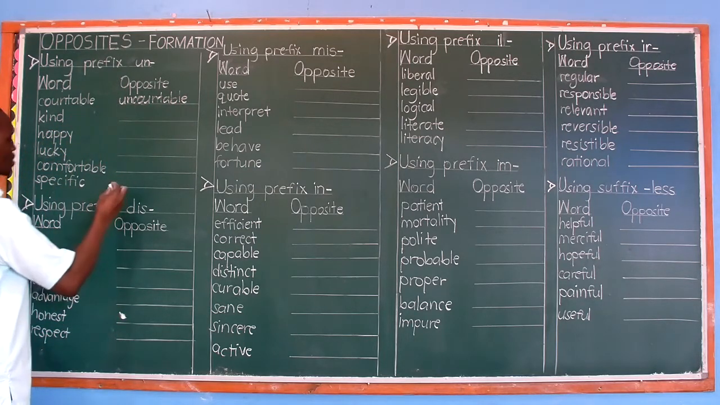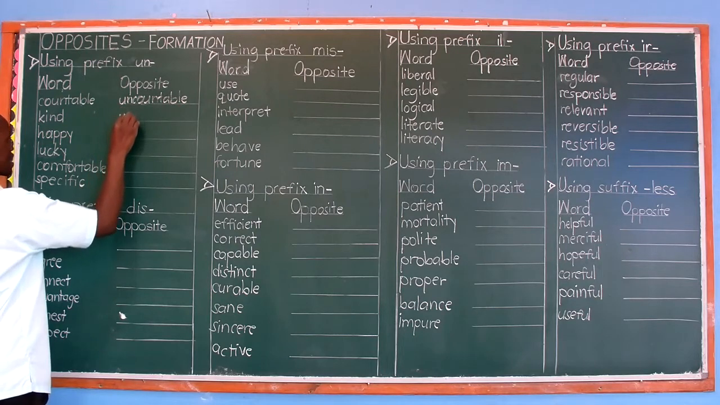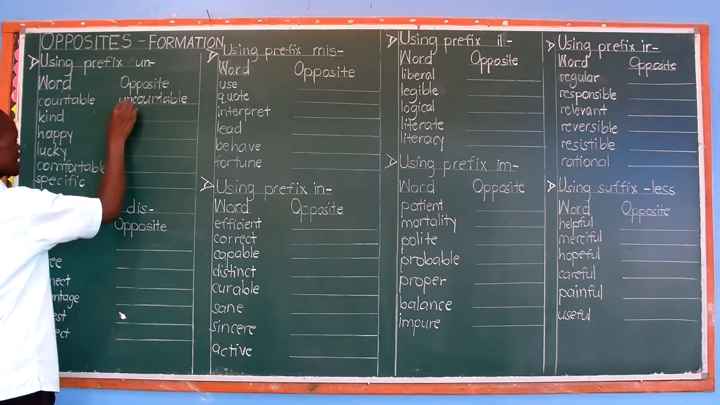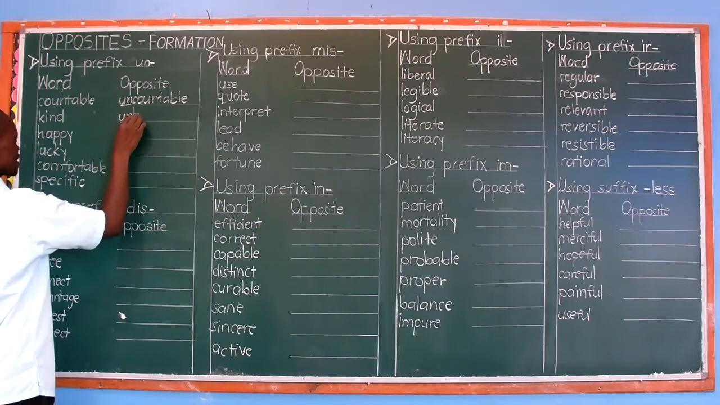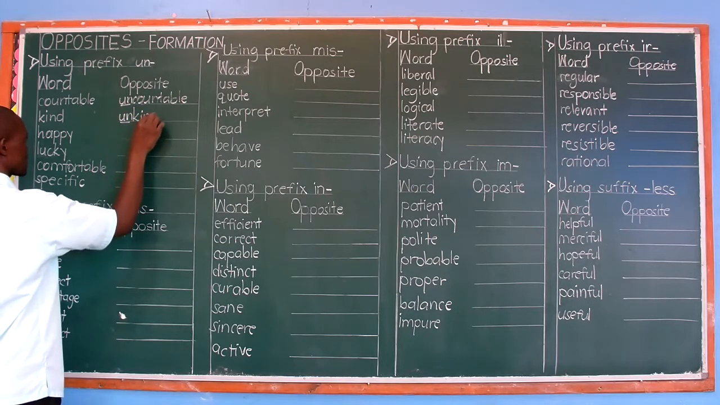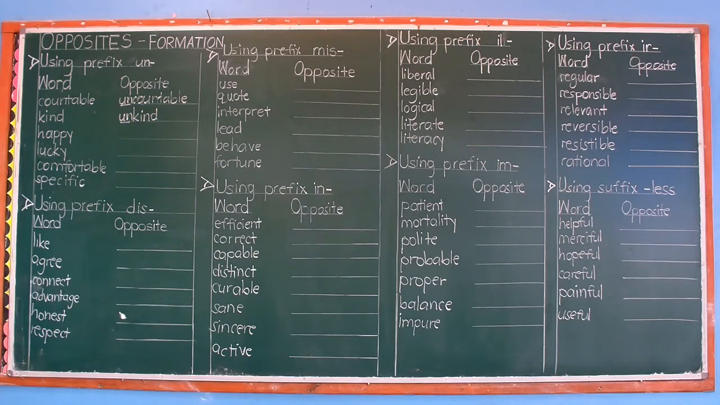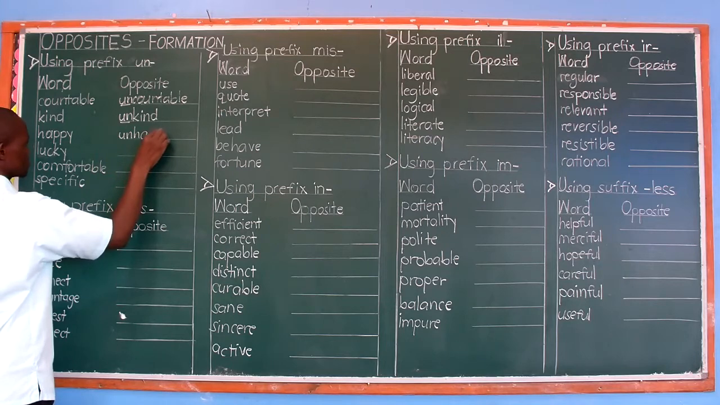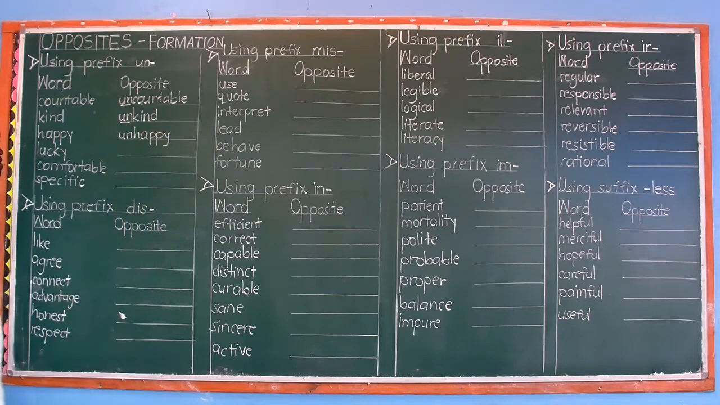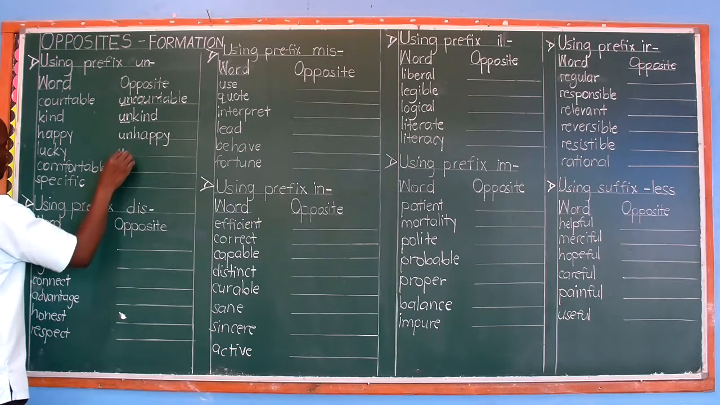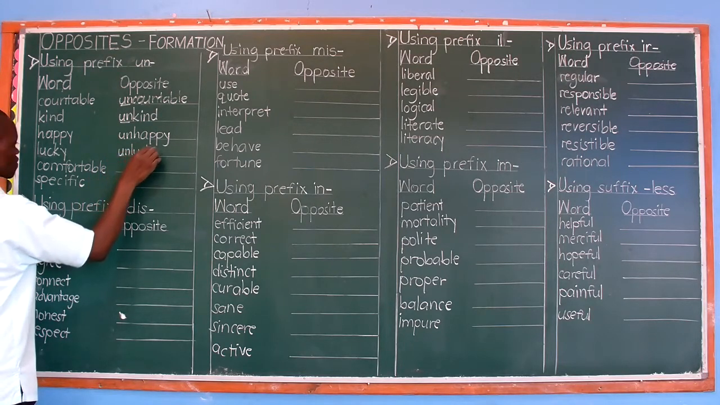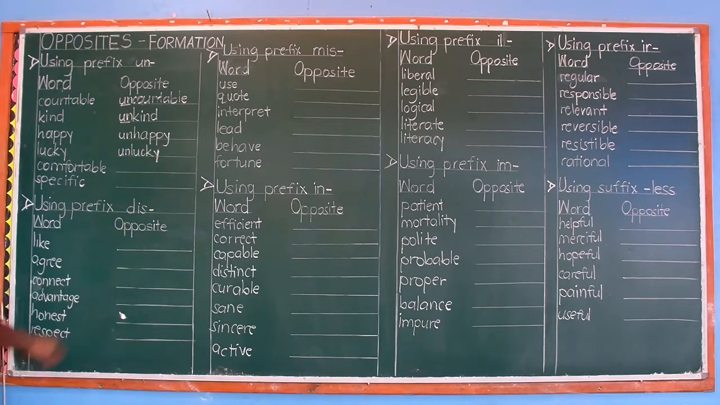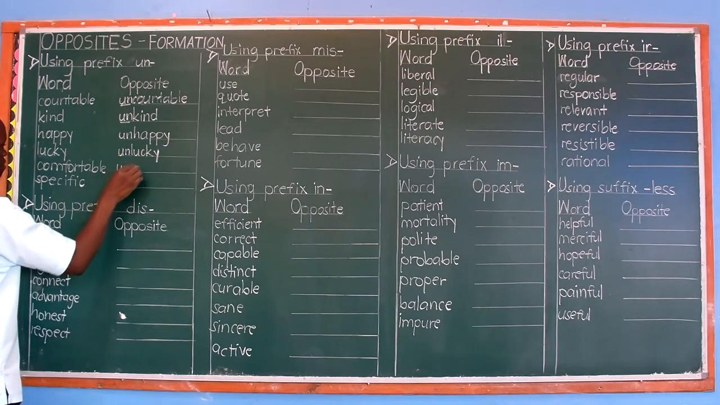Kind. The opposite of kind is unkind. Just use the prefix un and add the original word. Unkind. Next is happy, which changes to unhappy. If you are not happy, you are the opposite, and the opposite is unhappy. Lucky changes to unlucky, unlucky being the opposite of lucky. Then comfortable, uncomfortable.